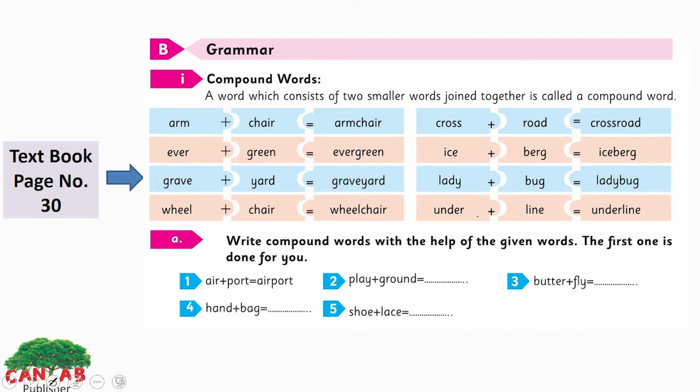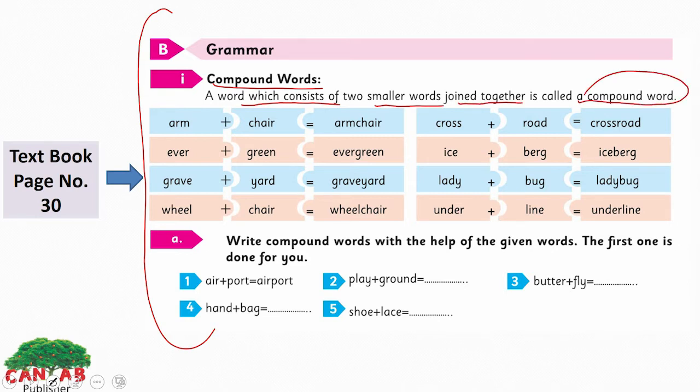What we have here? The compound words. I know you are familiar with the compound words. You have learned these in your previous class too. A word which consists of two smaller words joined together is called a compound word. When we join two words together, it conveys a different meaning. Like arm and chair. Armchair.